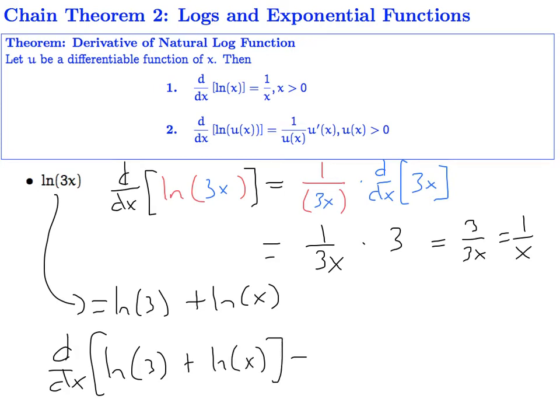And now, what happens if you take the derivative of the natural log of 3 plus the natural log of x? Well, this first part is just going to be a constant, so the first part becomes 0. And then we add on the derivative of the natural log of x, which is 1 over x. So we just get 1 over x.